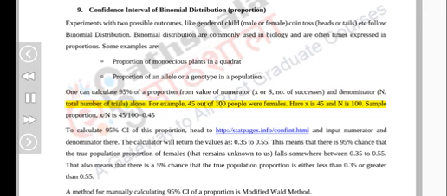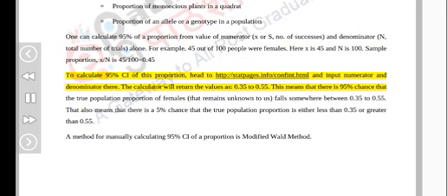For example, 45 out of 100 people were females. Here x is 45 and n is 100. Sample proportion, x/n is 45/100 equals 0.45. To calculate 95% CI of this proportion, head to an online calculator and input numerator and denominator there. The calculator will return the values as 0.35 to 0.55.